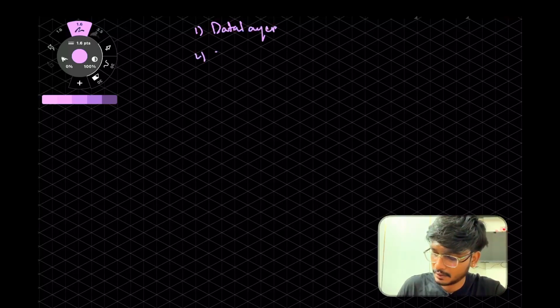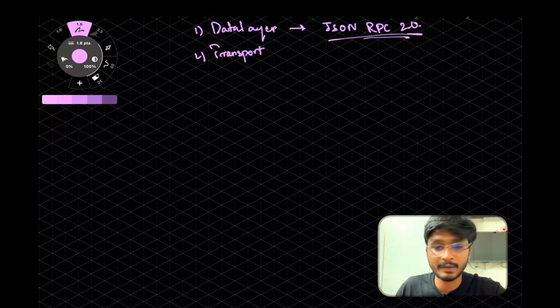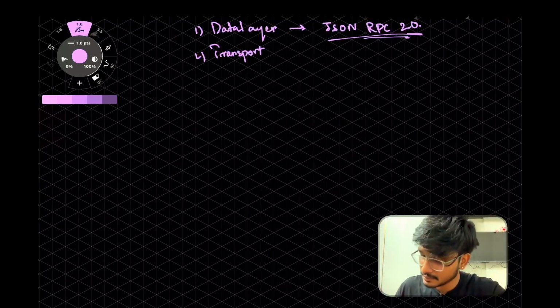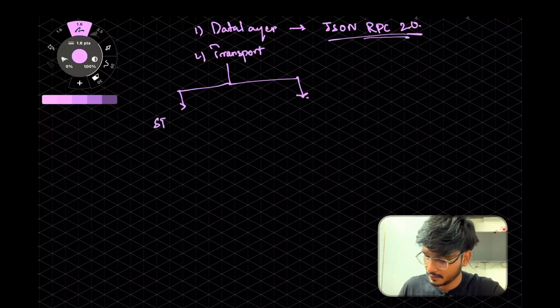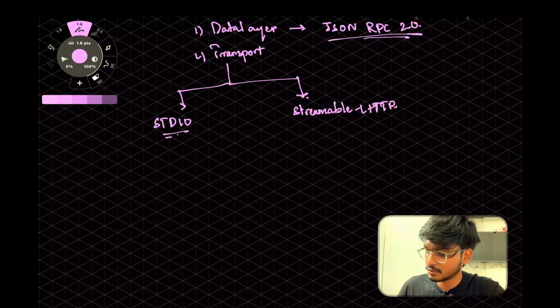So the next thing is MCP has two main layers, the data layer and the transport layer. With the data layer, you don't have to dive deep. You just know that whatever communication happens between the client and the server runs in JSON RPC 2.0. So the next is the main part, the transport layer. The transport layer has two subparts called STDIO and streamable HTTP. So what do these two stand for?